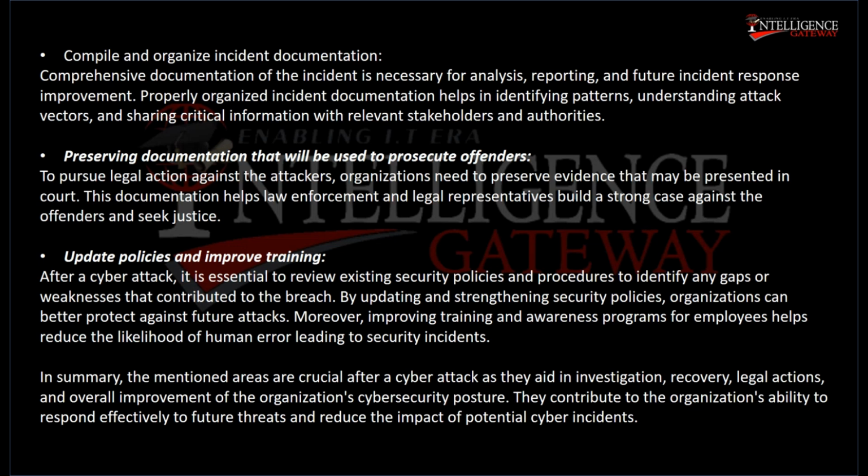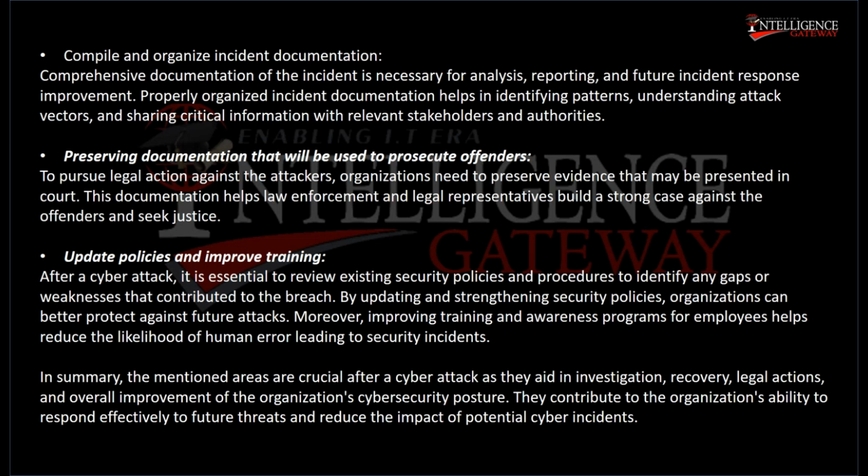Preserving documentation that will be used to prosecute offenders. To pursue legal action against the attackers, organizations need to preserve evidence that may be presented in court. This documentation helps law enforcement and legal representatives build a strong case against the offenders and seek justice.